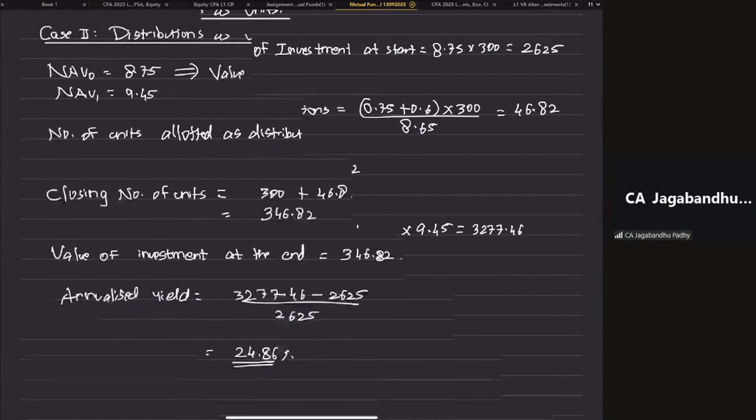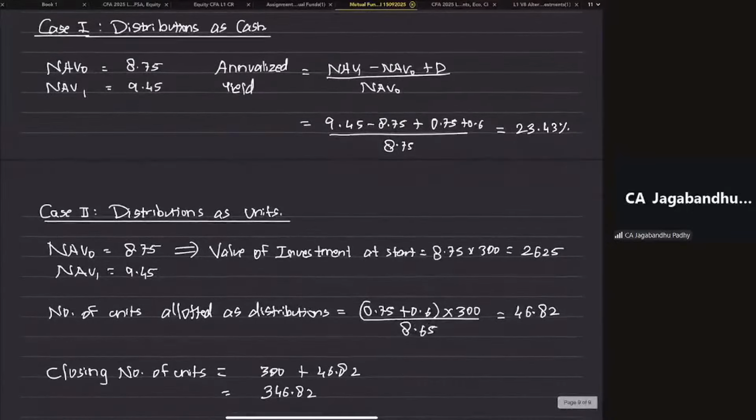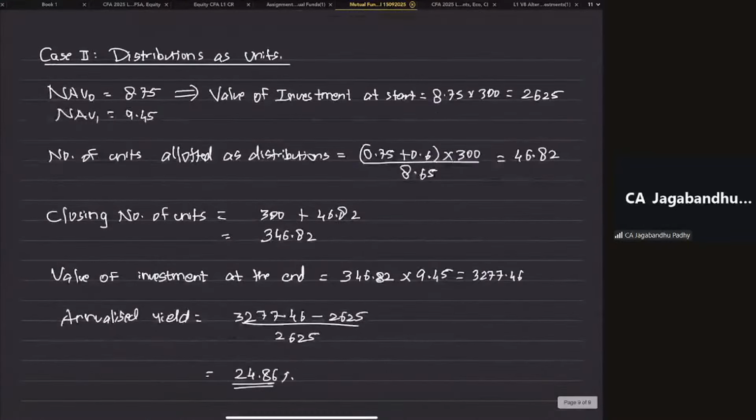So which option is preferable? Should you go for distributions by cash method, or should we be going for it by way of units? By way of units, reinvestment, because you're getting a slightly higher yield in that case. Correct, guys? Yes. Okay.